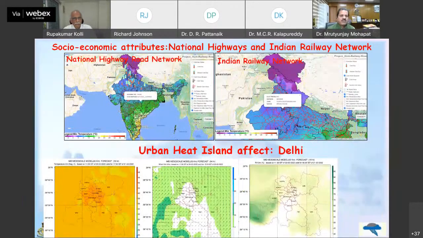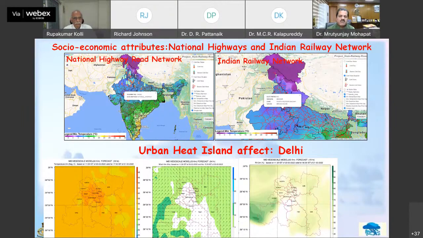So finally, we have come up with GIS-based heat wave information, where we have the socioeconomic attributes. For example, it is shown here, Indian railways and national highways. There is the transport sector, which is affected by the heat waves. If there is a train passing from Delhi to Kolkata, and there are heat wave conditions across the route, then the authority has to make arrangements for AC conditions, the water conditions, drinking water especially, and other arrangements. Individuals also make arrangements for that purpose.